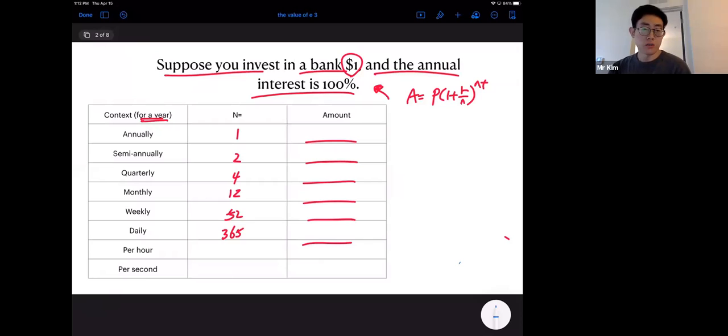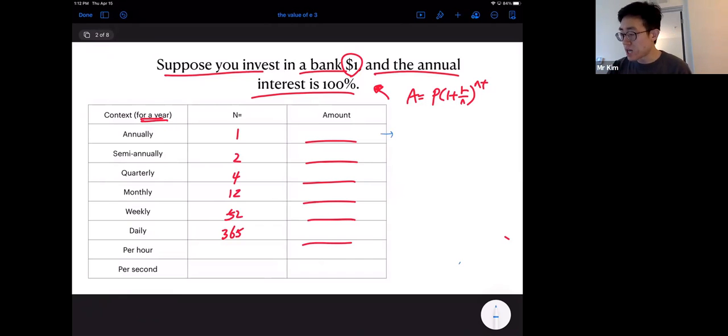Whenever you guys are finding the amount for these, please use the calculator and not the phone calculators, but the actual Texas Instrument calculators. If you have one of those, take that out, please. And let's just talk about annually first and how to figure out the values there.